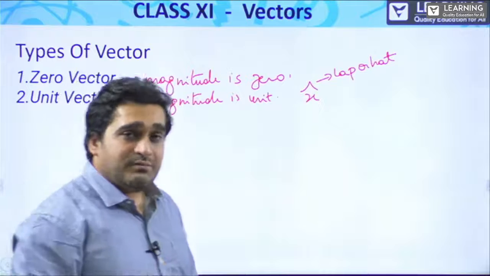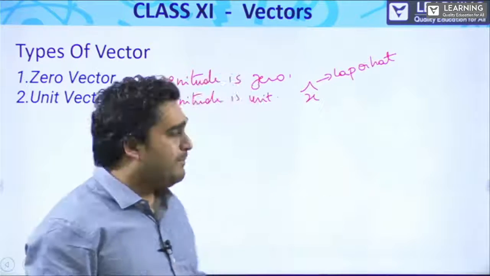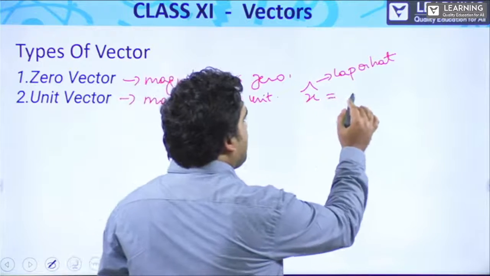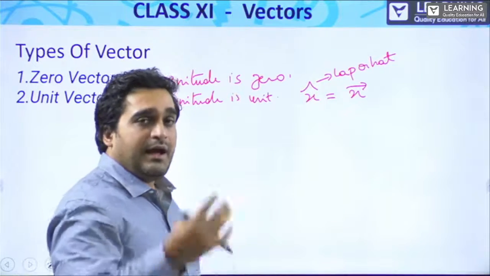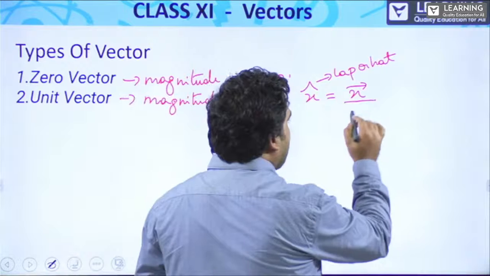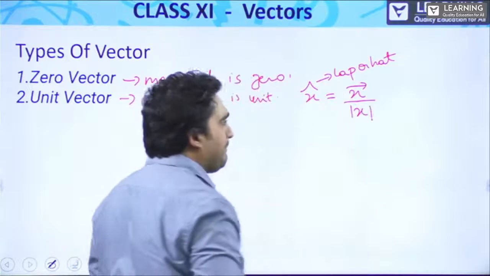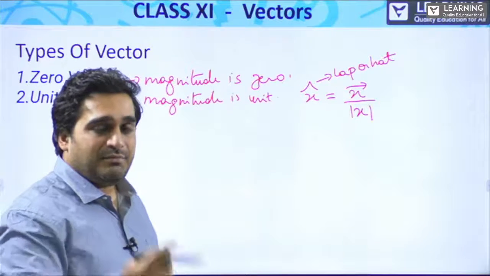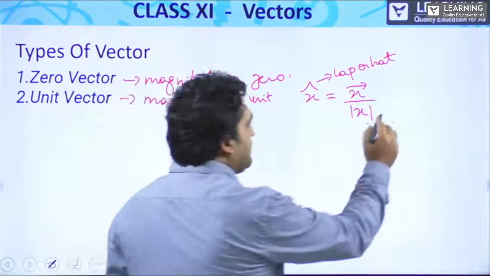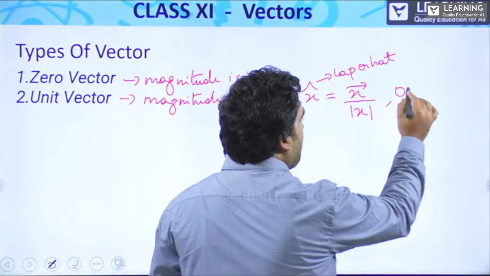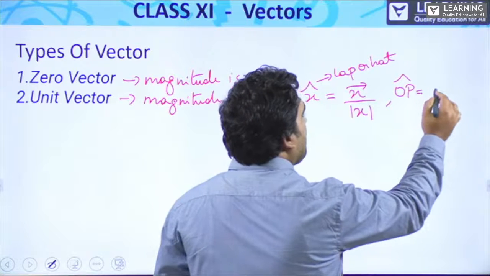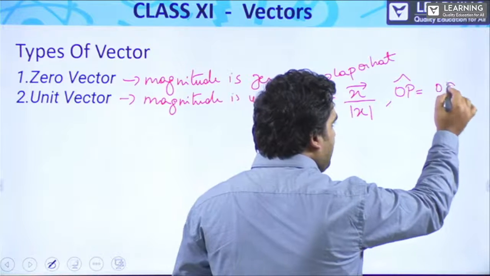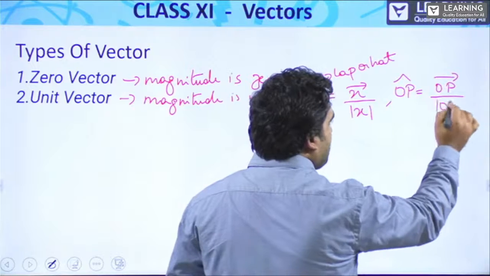Now how do we determine this unit vector? First, you take the x vector and you divide that by the magnitude of x vector. And in the previous example, we calculated for an OP vector, so OP cap, which equals OP vector divided by magnitude of OP.